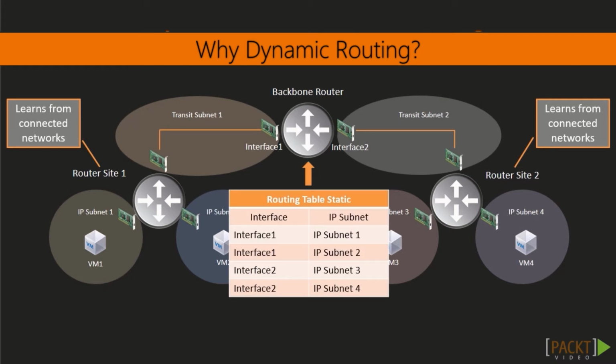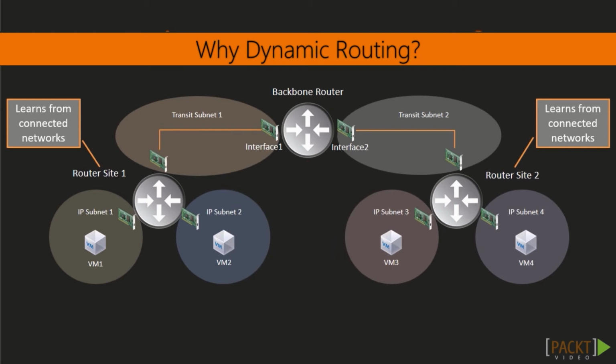So you can reach IP subnet 1 via interface 1, you can reach IP subnet 2 via interface 1, and so on and so forth. But that table is created and maintained manually. So that's lots of administrative overhead. But after implementing the static routing, virtual machine 2 and virtual machine 3 are able to talk to each other because the backbone router has the knowledge about all the subnets within our infrastructure.